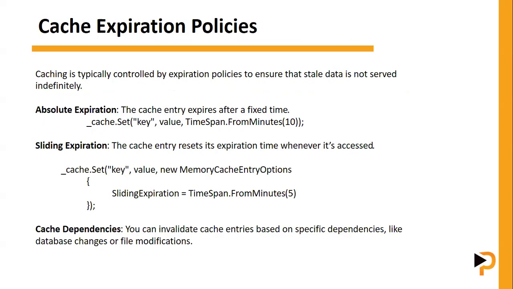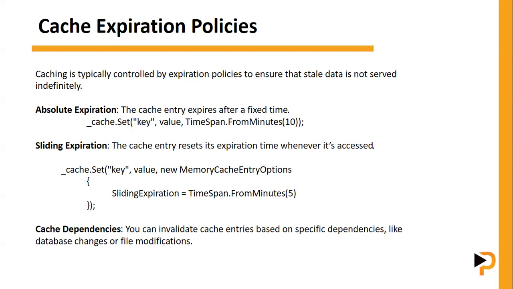Now, when you create a cache, there should be expiration policies. Caching is typically controlled by expiration policies to ensure that stale data is not served indefinitely. So your data will refresh. Consider you want live data after 5 seconds, 10 seconds. At that time, the previous cache should expire and it should refresh or come up with new data. It should not serve you stale data.